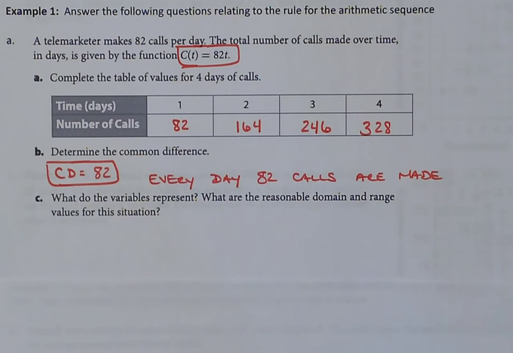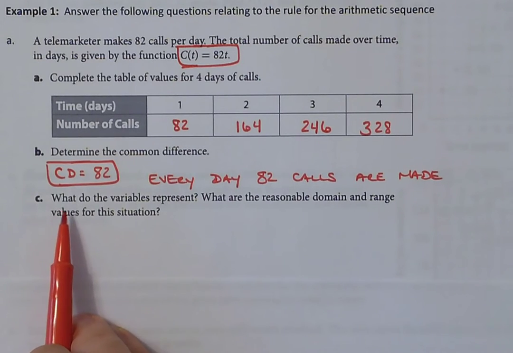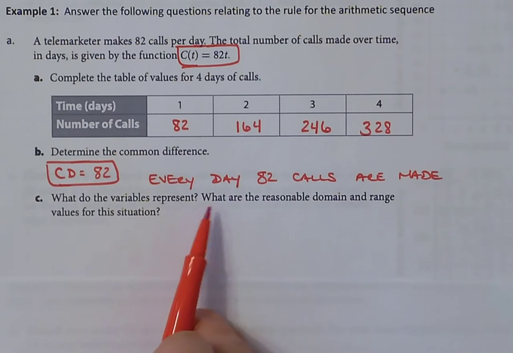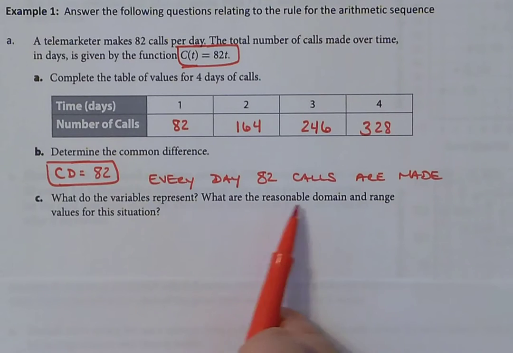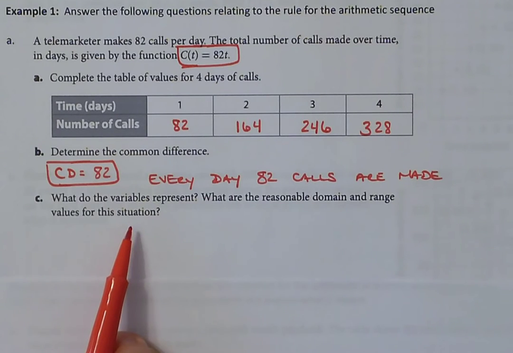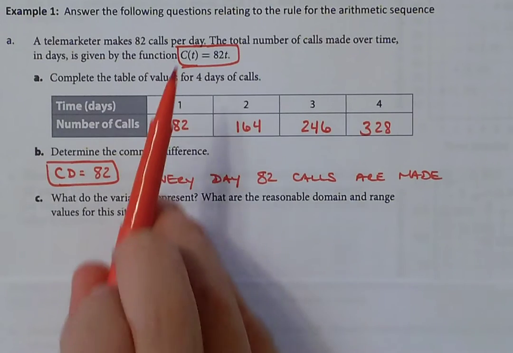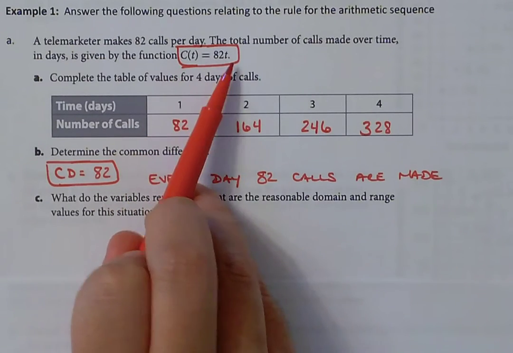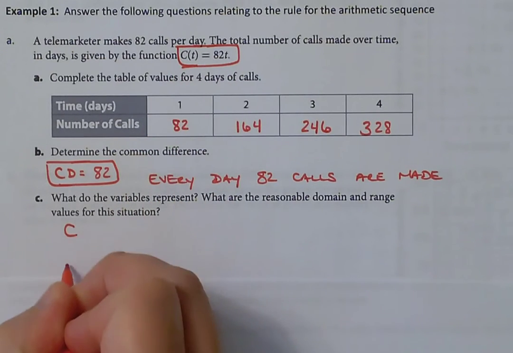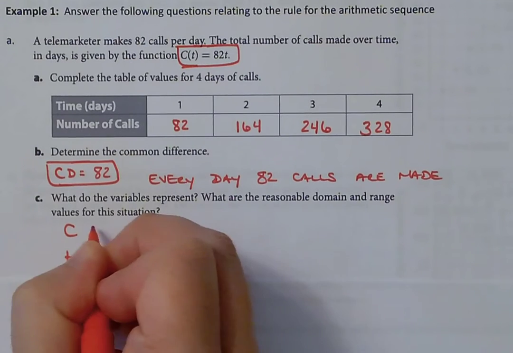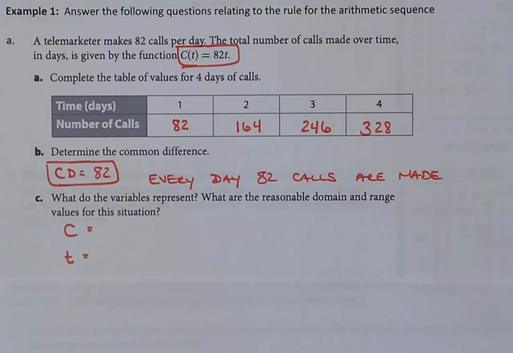Now for part C, it wants to know what the variables represent, and then what are the reasonable domain and range values for this situation. So let's first take a look at what the variables represent. Out of our function, we have c and t. So we need to define what c and t represent out of this equation.